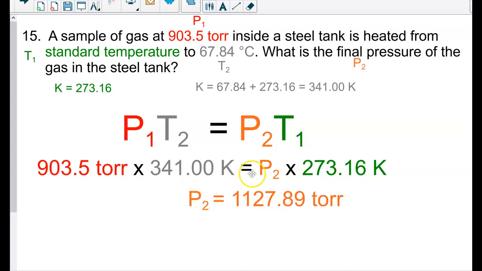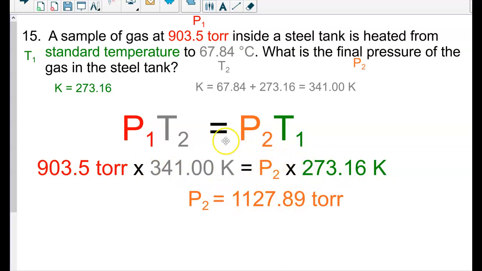I notice that my unknown is right here, so that means I'm going to use the other side first. I'm going to multiply these numbers because there's no unknowns there, hit equals, divide by 273.16. When I do that, my Kelvin temperature would cancel, leaving me only torrs, and we get 1127.89 torr. As always, please pause the video. Make sure you give me the generic formula, numbers with units plugged in, and an answer with units, and then please check your math and then start the video again.